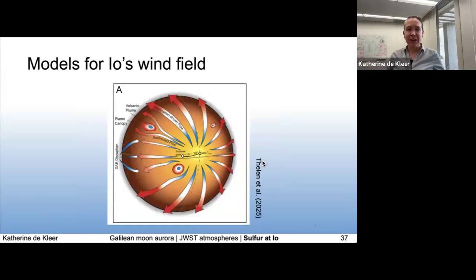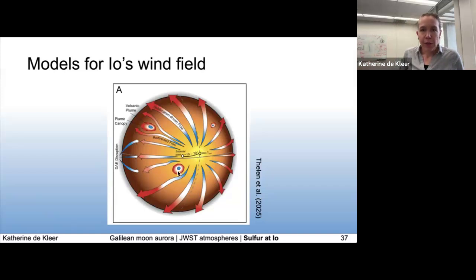This is a schematic showing the proposed components to Io's wind field. The dominant component has been proposed to be a sublimation-driven flow where near the subsolar point, you are producing more atmosphere by sublimation. And so there should be a day to night side flow. There may also be an equator to poleward flow. And then near the volcanic plumes, you also have a flow away from the volcanic centers.